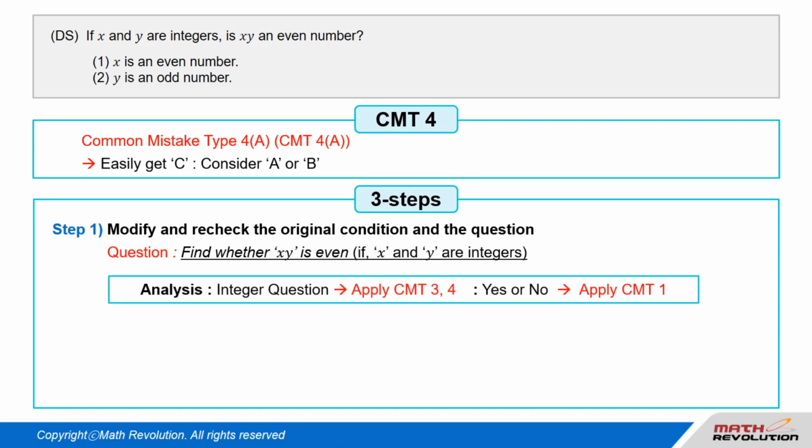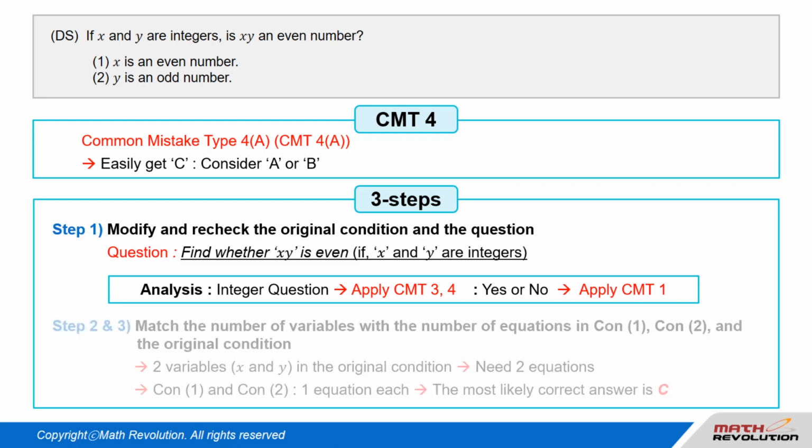Let's look at the information from the question prompt or the original condition. This is an integer question, and therefore one of the key questions. We need to watch out for CMT3 and 4 in key questions. Also, the answer to this question will be in terms of a yes or no, and therefore we also apply CMT1 to this question. Okay, you can solve this using CMT1.